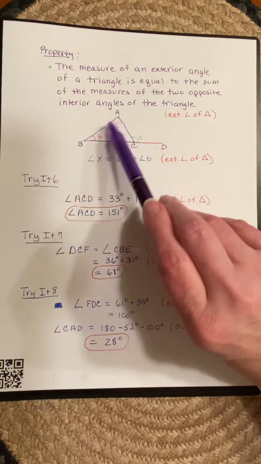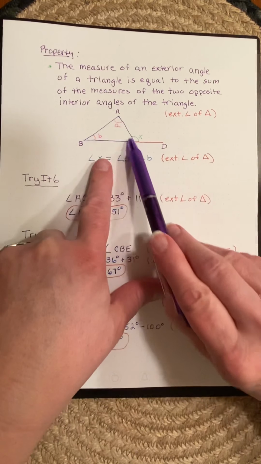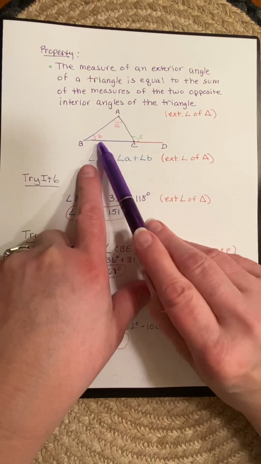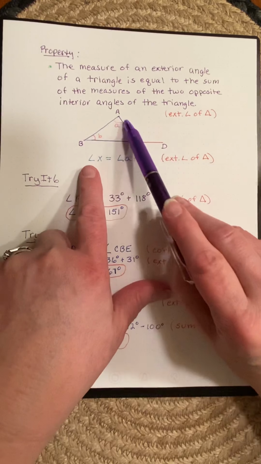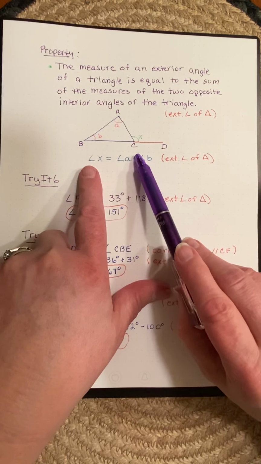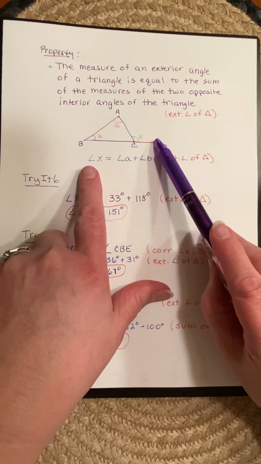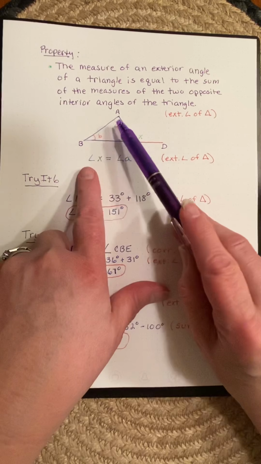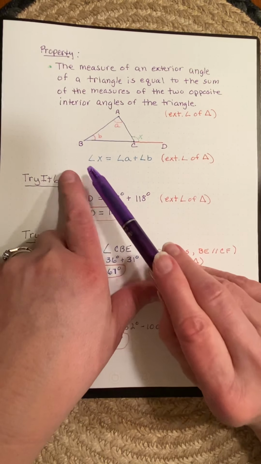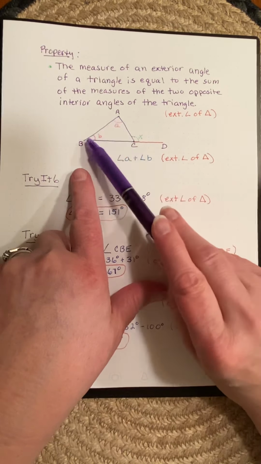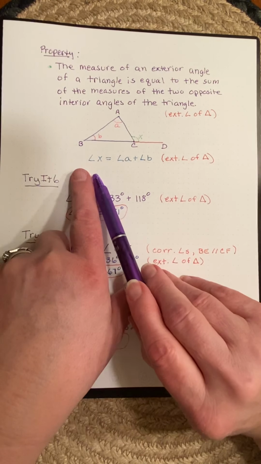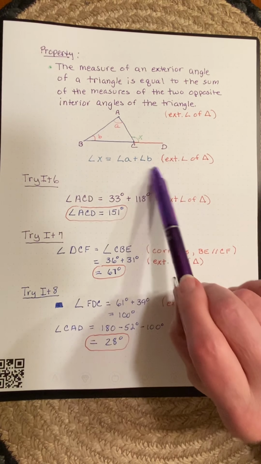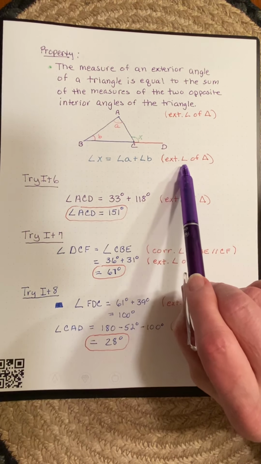So if you'll notice here, ABC is the triangle. ACD is the exterior angle of that triangle. And that's made by extending the base and using one side of the existing triangle. And that makes the exterior angle. Now, the property says this angle is worth A and B added together because they are the opposite interior angles of that triangle. So therefore, angle X is going to equal angle A plus angle B, according to the property of exterior angle of a triangle.